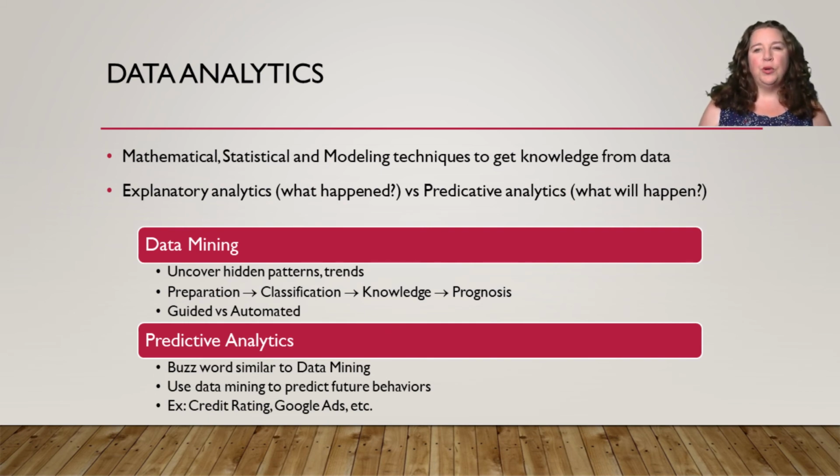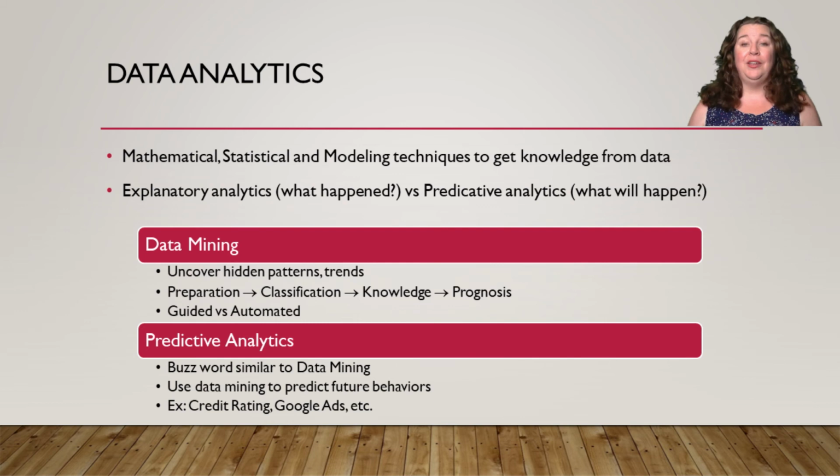When we do predictive analysis, it's similar to data mining. It's almost the same process, but the purpose of it is to use data mining to predict future behaviors. The examples that we use are like credit ratings. Why do we have credit ratings? Credit rating comes up with a number, a singular number, and that credit rating is supposed to be able to predict whether or not you're going to pay your loan back.